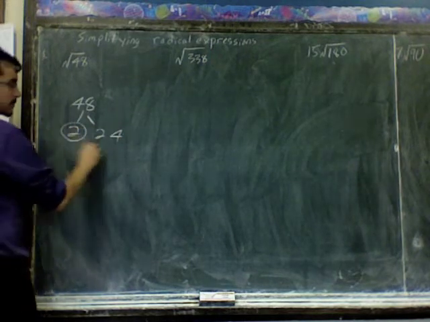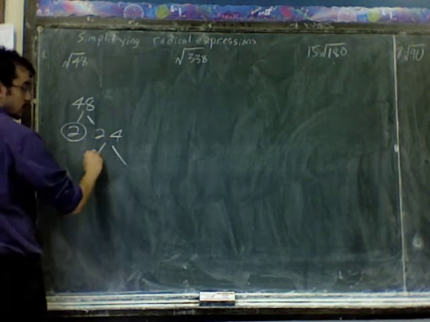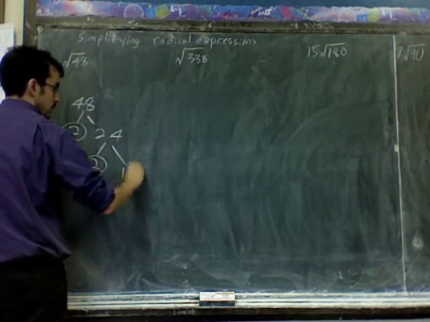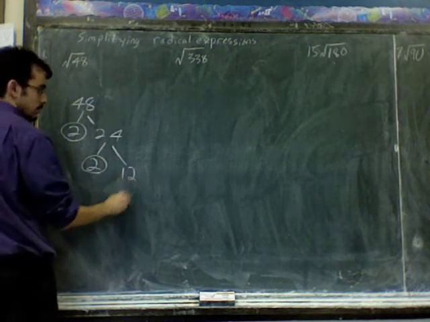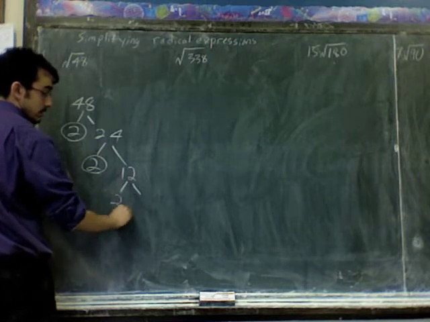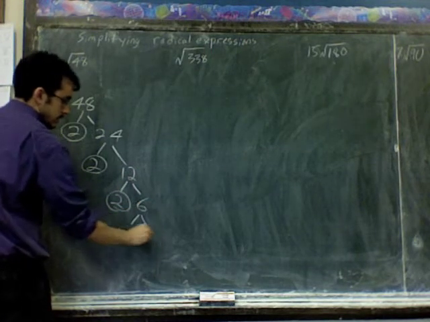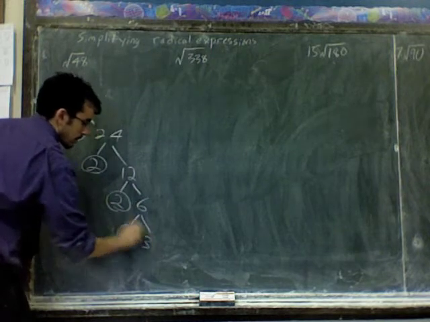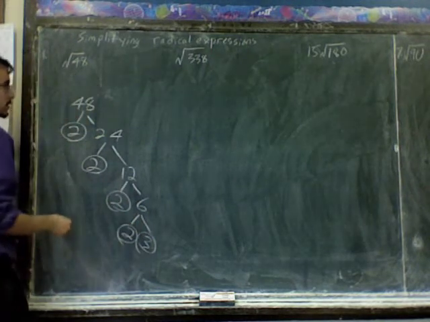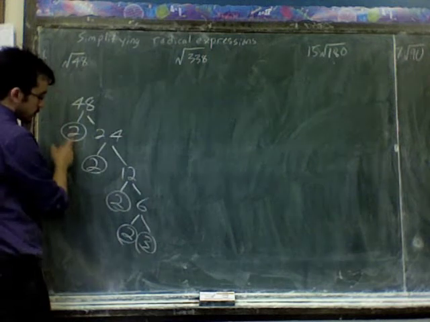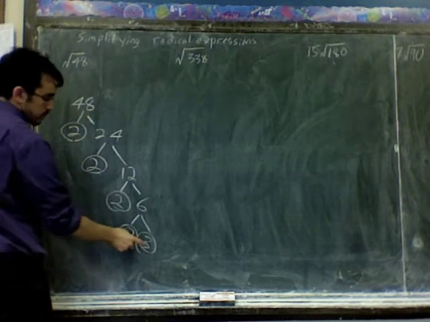Well, 2 is prime, but 24 is not. I can divide 24 by 2, and I get 12. And then 12 isn't prime, so I can divide that by 2, because it's even again. I divide that by 2, I get 6. And 6 I can take down to 2 and 3. And now I've got the prime factorization. 48 is 2 times 2 times 2 times 2 times 3.